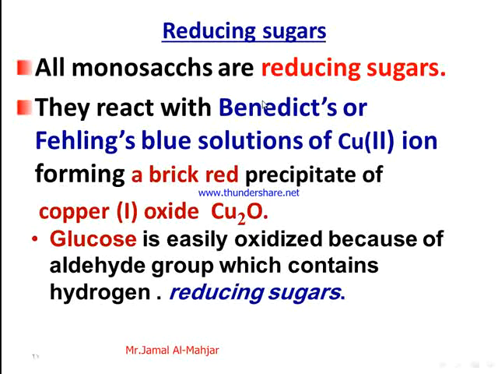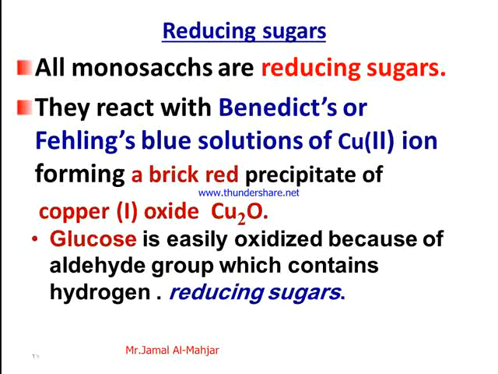When you add reducing sugar, this sugar is oxidized by losing electrons and gives these electrons to Cu plus 2 and reduces it to Cu plus 1. From Cu plus 2 to Cu plus 1. Cu plus 2, it is blue. Cu plus 1 is present in Cu2O, it is a brick red precipitate. So again, all monosaccharides are reducing sugar. They reduce Benedict solution and Fehling solution to brick red precipitate.